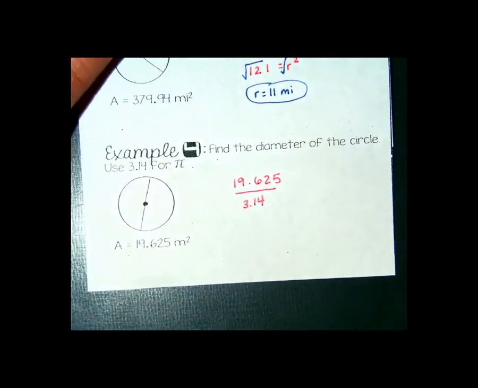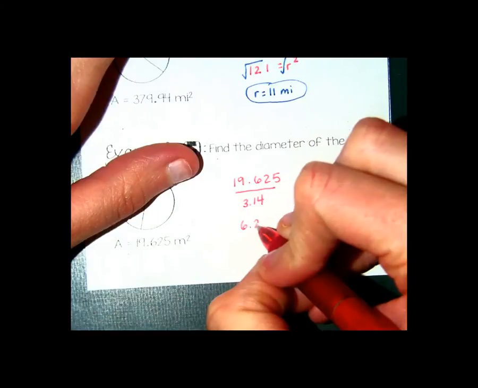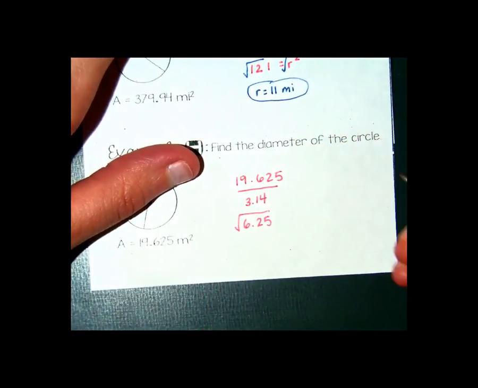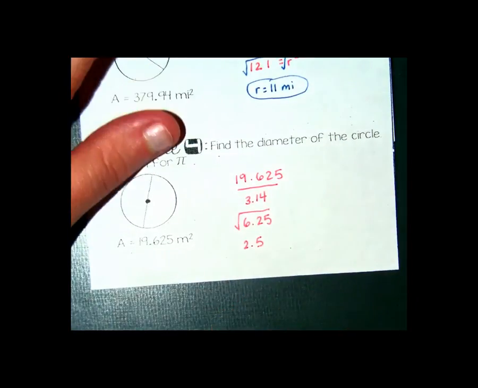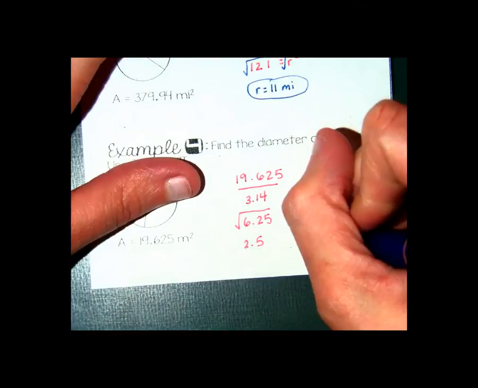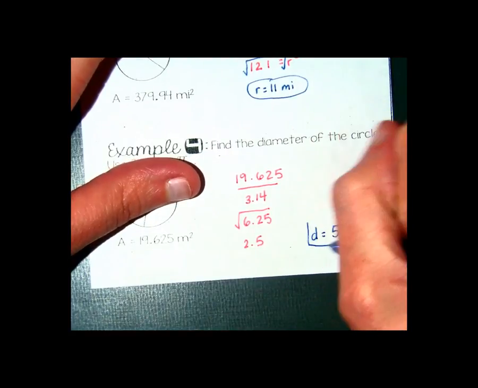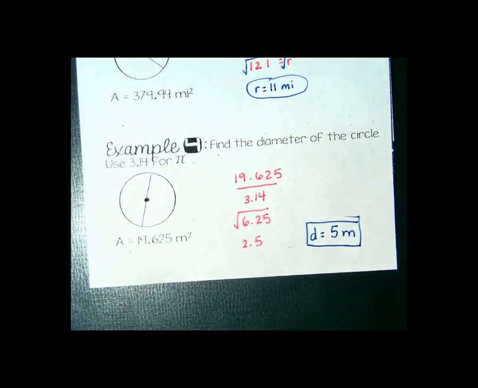What is 19.625 divided by 3.14? And then what'd you do? You got the answer. The diameter is 5 meters. Alright, here is the new information that you're learning today.